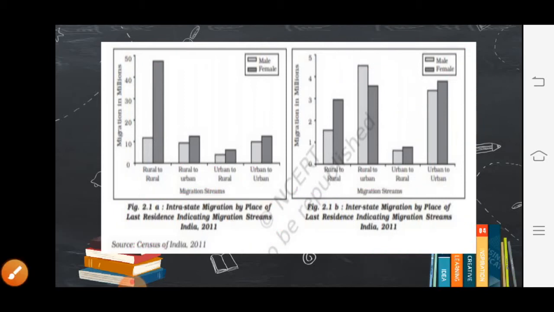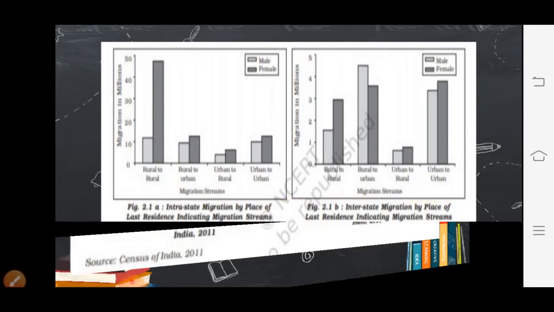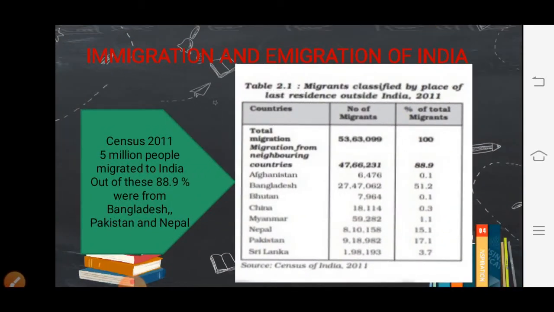Now, this was your migration trends in India. However, India receives immigrants from its neighboring countries. India has been witnessing a surge of migrants coming from foreign countries, and also people leaving our country and moving to other states.